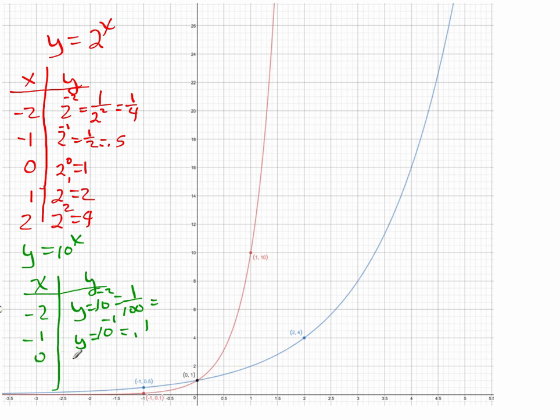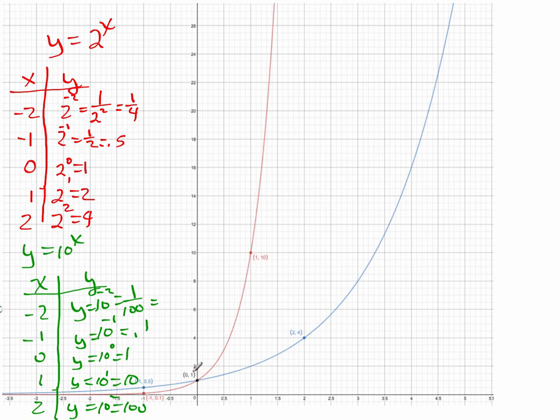When x is 0, y is 10 to the 0, which is 1. When x is 1, y is 10 to the first power, or 10. You can see this is going to get very large very fast. When x is 2, y is 10 squared, or 100. And that's well off my scale. So you see how the base changes this exponential function. The larger the base, the faster you're going to have this uncontrolled growth, we call it.